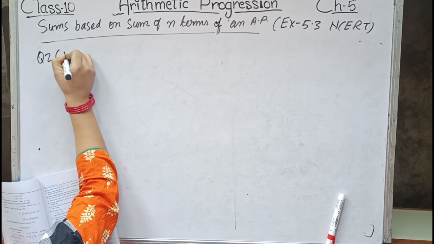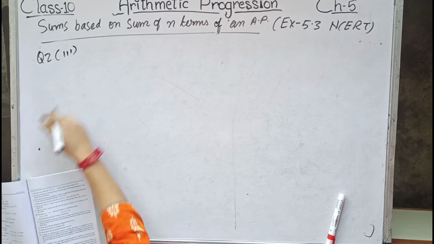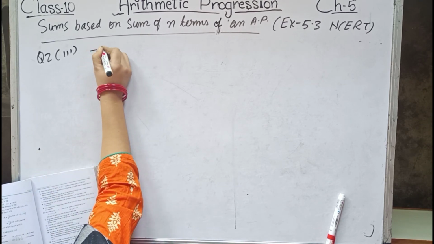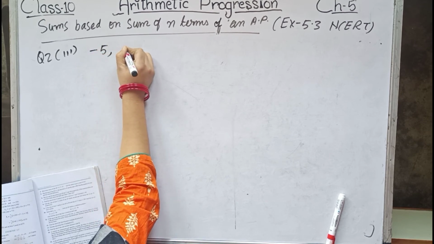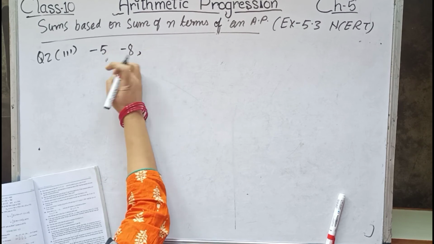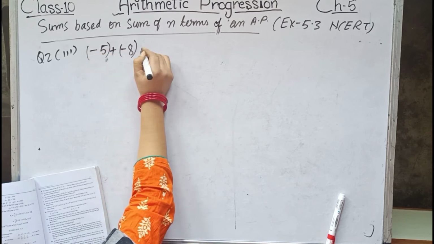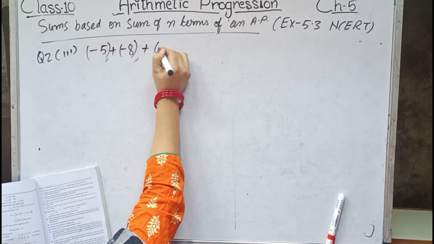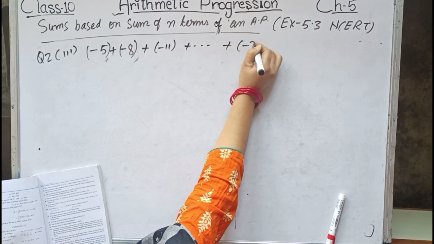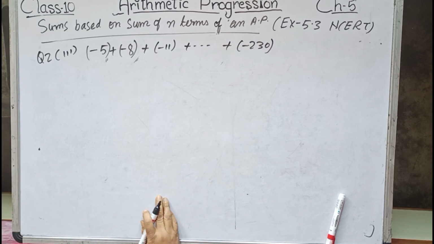Question number 2, subpart number 3. So same question, find the sums below. Over here the last term is given, so we can directly use the first formula. -5, -8, -11, and so on up to -230. We have to find the sum.